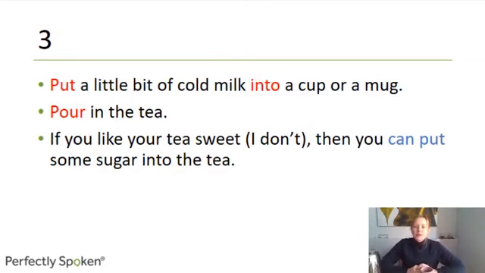Last bit. Put a little bit of milk, cold milk, into a cup or a mug. A cup is smaller, a mug is bigger. And then pour in the tea. If you like your tea sweet, I don't, then you can put some sugar into the tea. Okay? All right, so there we are. That now you have a description of how to make a cup of tea.